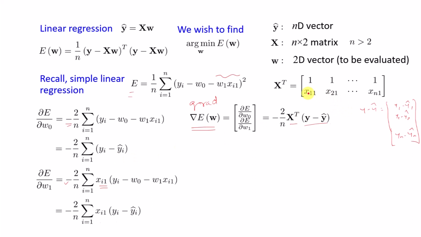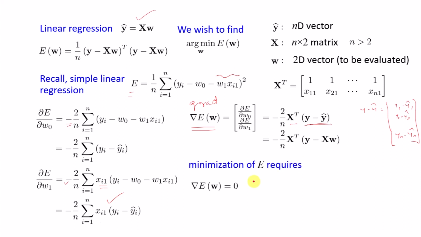Similarly, when I take the second row and multiply with this column, I get x11 multiplied by y1 minus y hat 1, etc., and then its summation. That is exactly what I am getting here in del E del w1. Therefore, I can write that this vector is equal to negative 2 by n times X transpose times y minus y hat. And then again, y hat is xw, we know it from our previous slide. So this is X transpose times y minus xw.